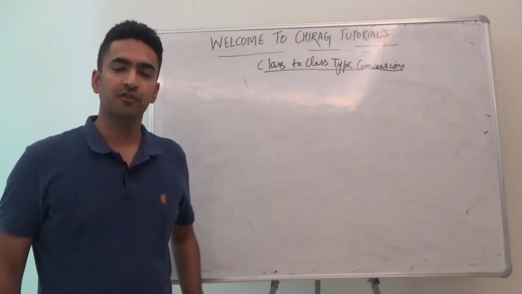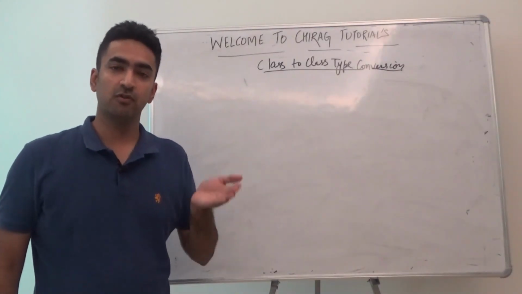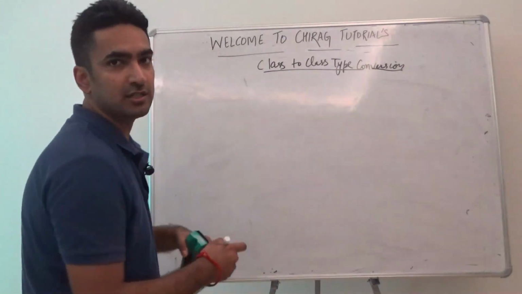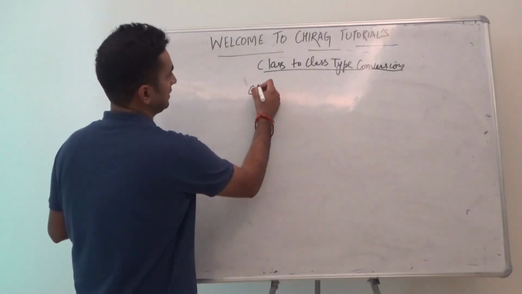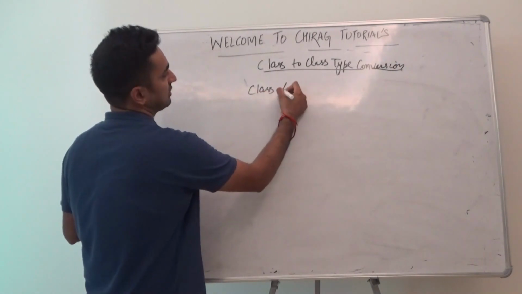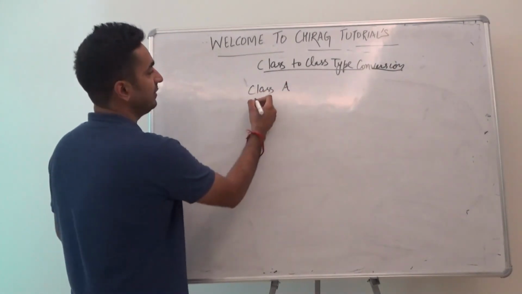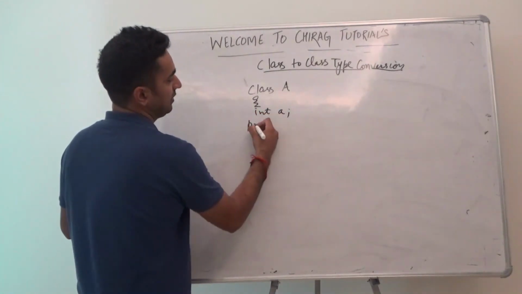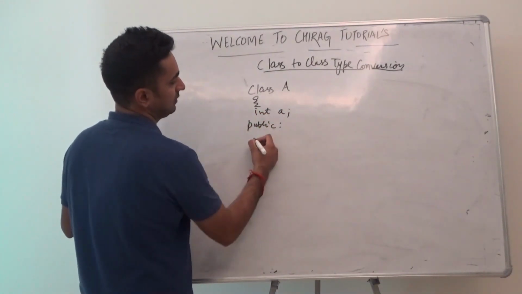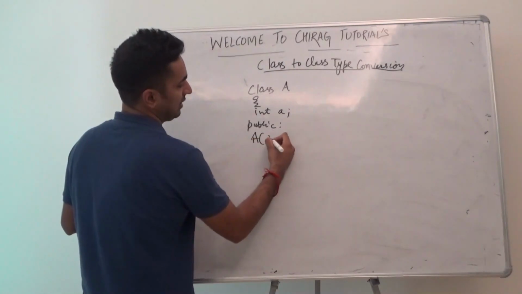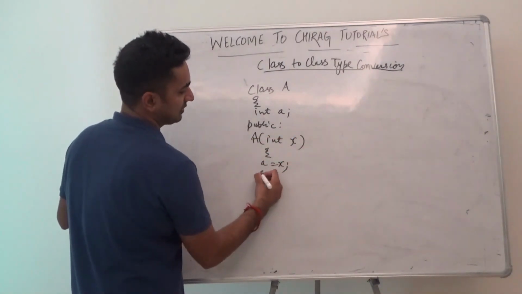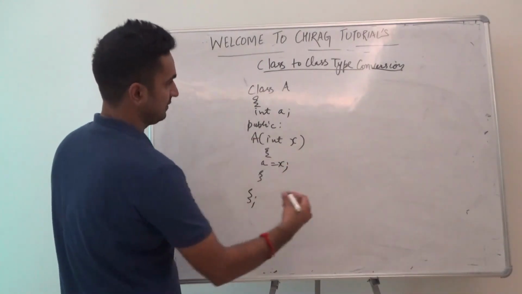In this video of type conversion, we are going to convert from one object to another object of different classes. So let us create a simple class. I'm writing class A, C small by the way, and I have written a public constructor A, taking int x, where A is equal to x. So we have created one class.